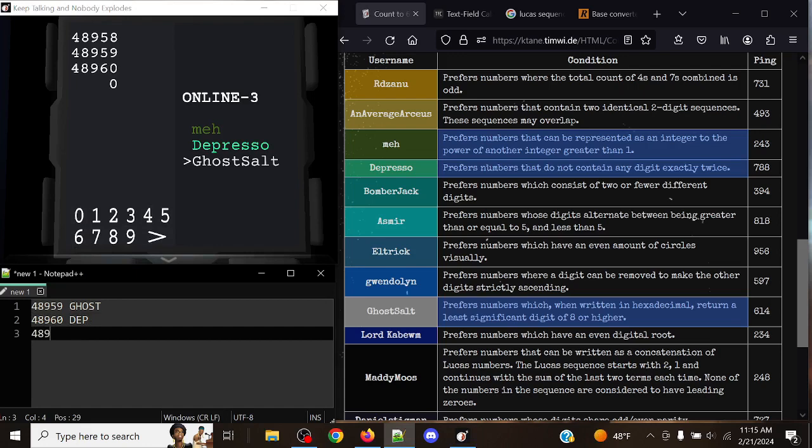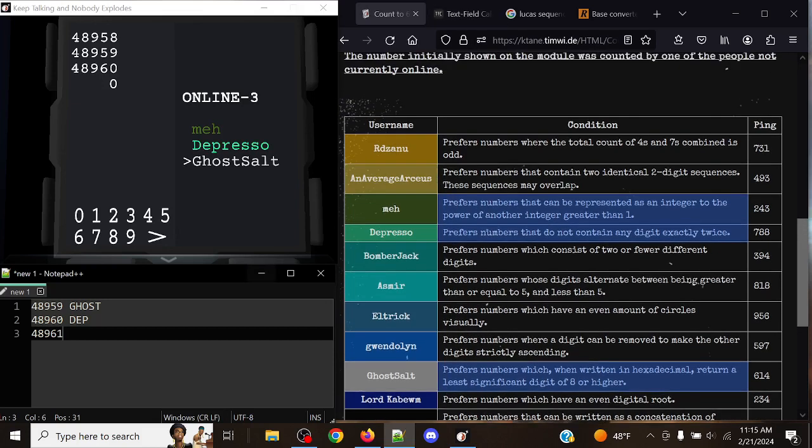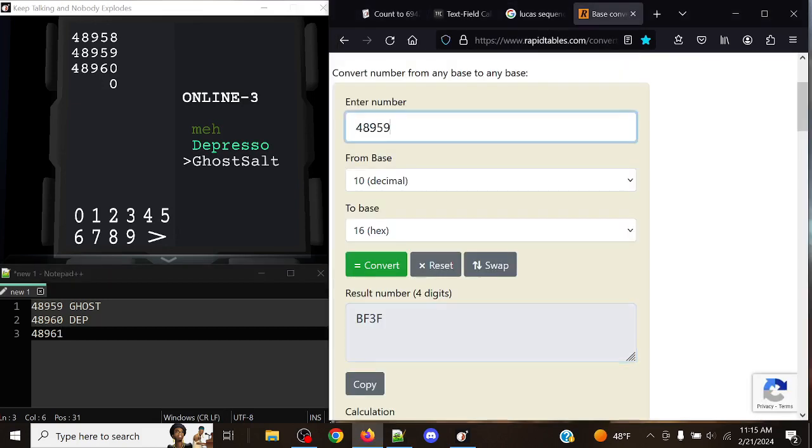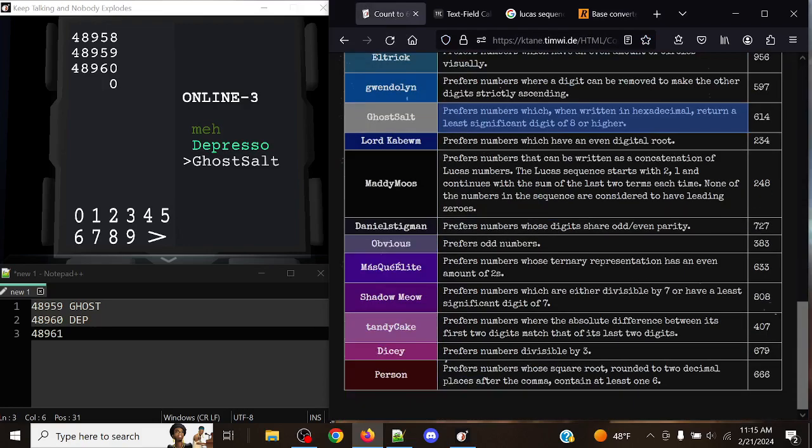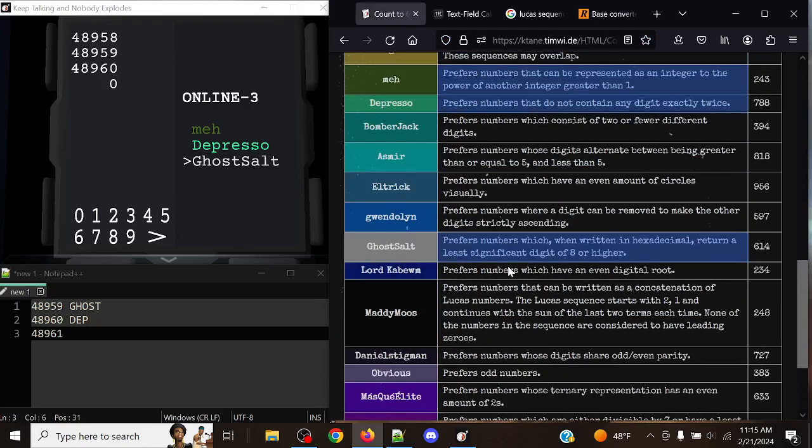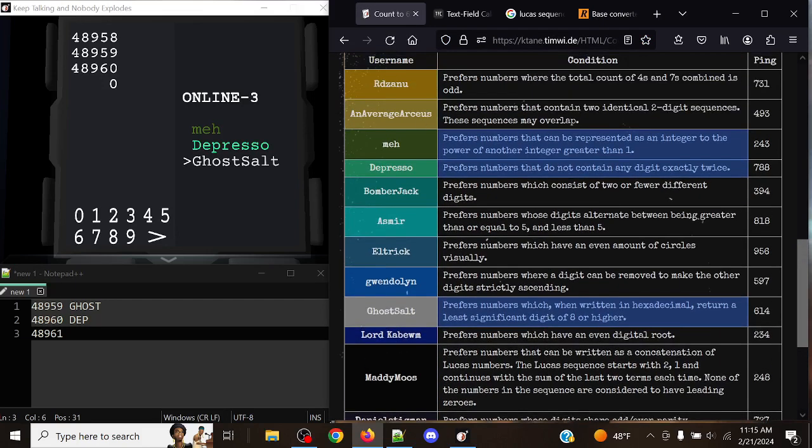Okay, back to Ghost. So 48961 for our next rule. It's going to be between dep and meh. So therefore, we now need to do the modulo case. So let's take a look. 61, we know for a fact that it's going to be now less than 8. So therefore, this condition, Ghost's preference, does not apply. So therefore, let's continue on.